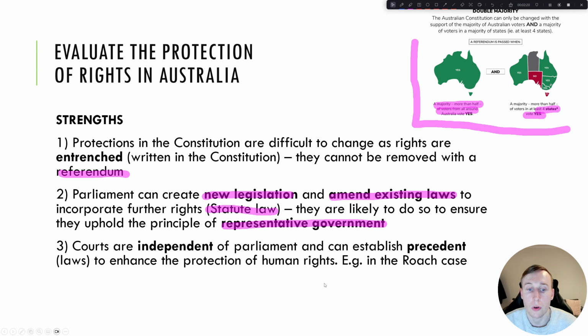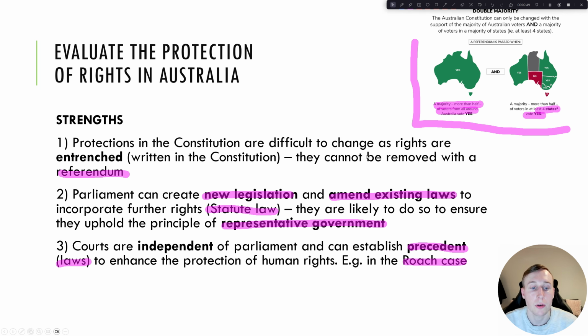Thirdly, courts are independent of Parliament, so they don't face any pressure from the people like you see in Parliament. They're able to establish precedent, otherwise known as common law, to enhance the protection of rights. This is a really good strength where you can use the Roach case that we looked at a couple of slides ago. That was all about promoting and enhancing the right to vote for prisoners, so it's a really good chance to use that when you talk about the courts as a strength.